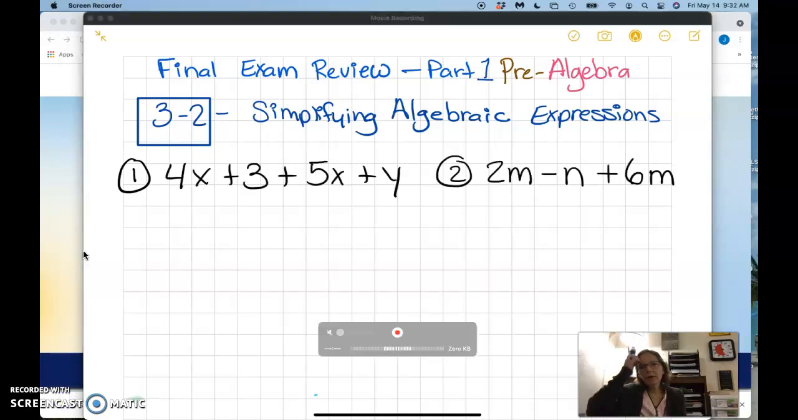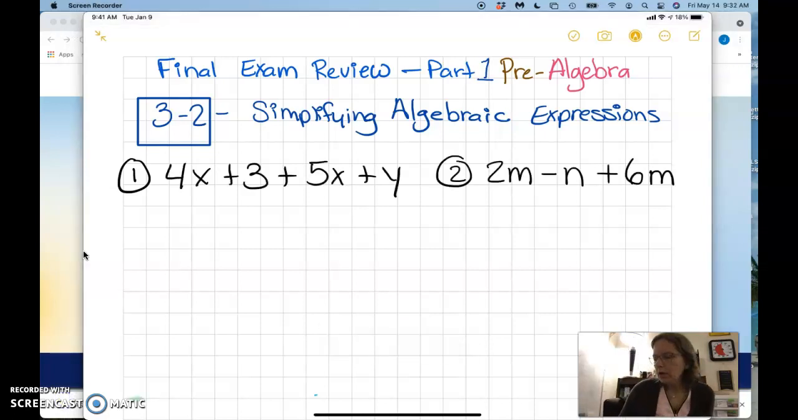So when we're simplifying algebraic expressions, we're looking for like terms. And we know that terms are alike when they have the same variable or if they both have no variable. So in this problem number 1, I see a 4x. So I'm going to look and see if there's anything else that has an x with it. And I see 5x. Now make sure you highlight or circle or underline the sign that's in front of your number as well, because that's super important.